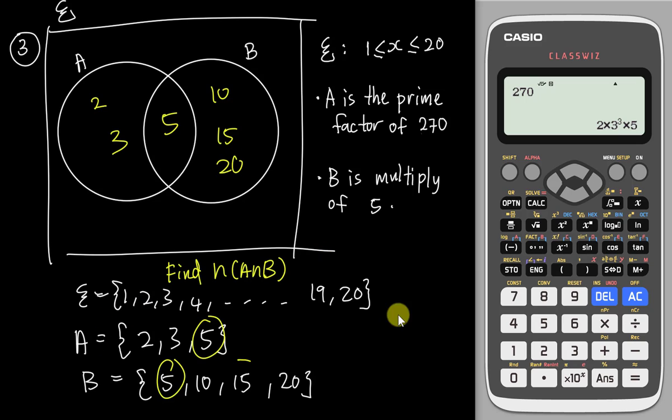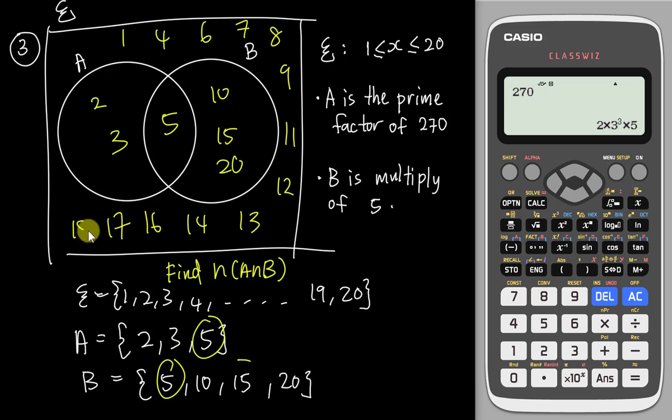And then the rest of the numbers will be outside, like 1, 2, 3, 4, 5, 6, 7, 8, 9, 10, 11, 12, 13, 14, 15, 16, 17, 18, 19, 20. So this is how we finish the Venn diagram, inserting all the elements like this.